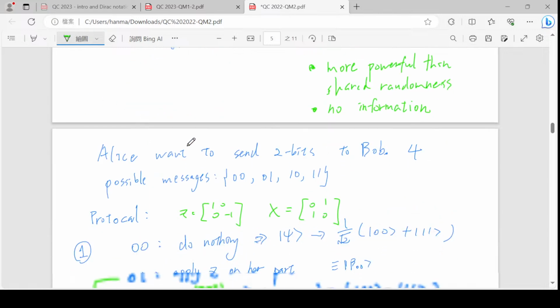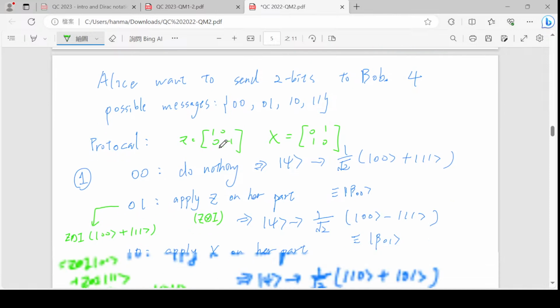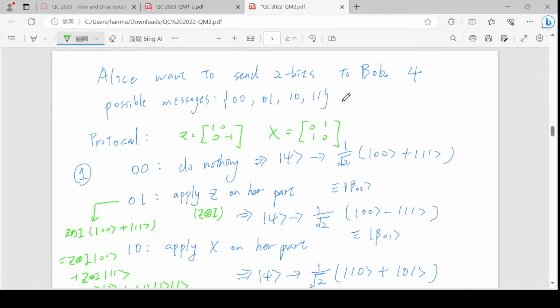And okay, let's see the actual protocol. Alice wants to send 2 bits to Bob. For the 2-bit message, there are 4 possible messages: 00, 01, 10, 11. And the protocol goes as follows.